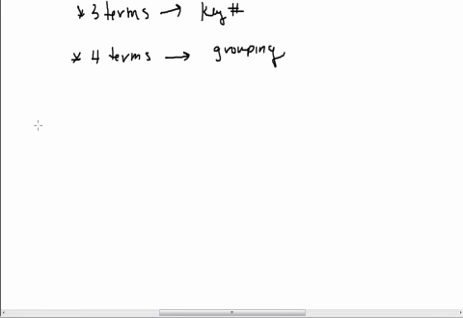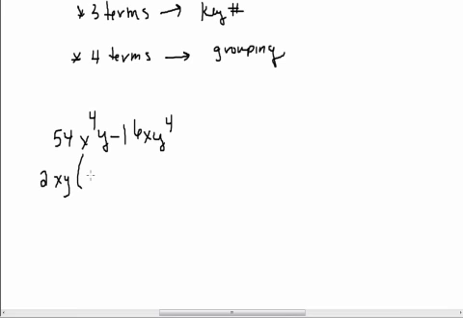So let's take a look at a couple examples. Let's start with 54 x to the 4th y minus 16 xy to the 4th. Okay, what do I do first? Do I have a common factor? And in fact I do. I can take a 2 out of both 54 and 16, and let's see, I can take an xy out. So when I do that, I'm left with, let's see, 27 x cubed minus 8 y cubed.